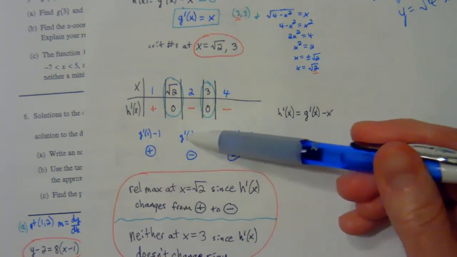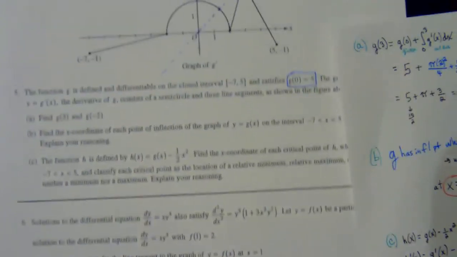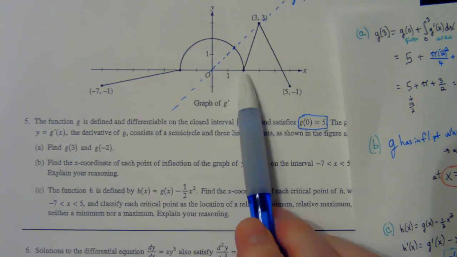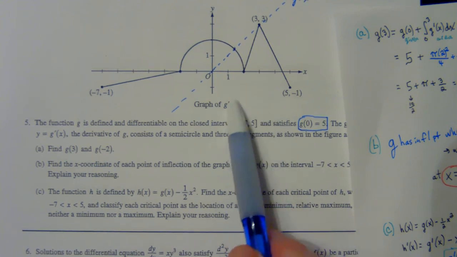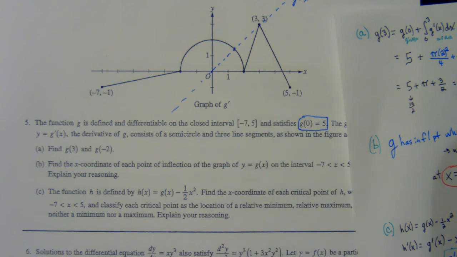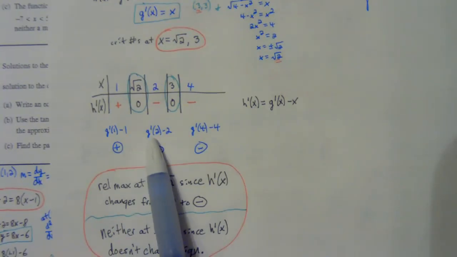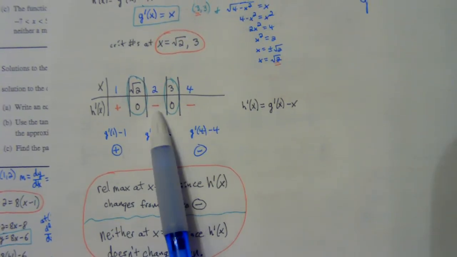And here I'm going to do g prime of 2 minus 2. So g prime of 2 means on my derivative graph, when x equals 2, what the y value is, that's 0. G prime of 2, I got the point 2 comma 0. G prime of 2 is equal to 0 right there. And so I get 0 for g prime of 2. And if you subtract 2 from that, you're going to get a negative number.